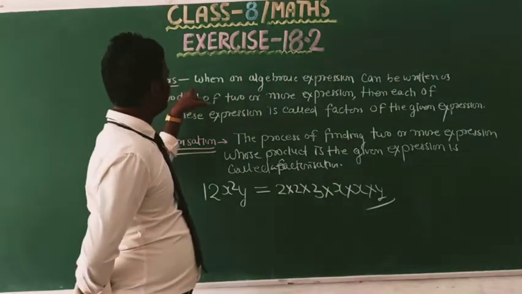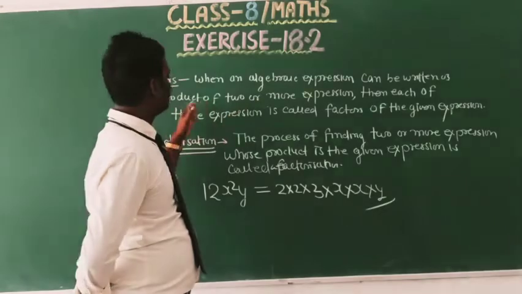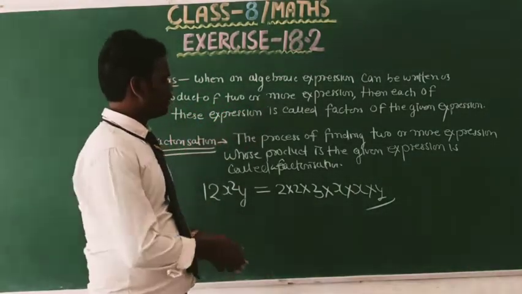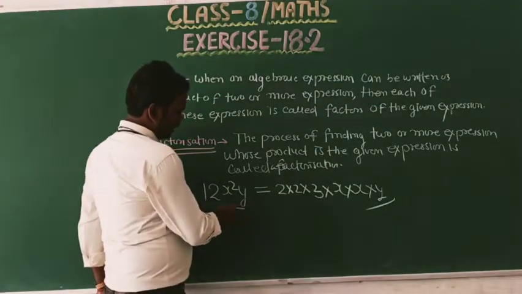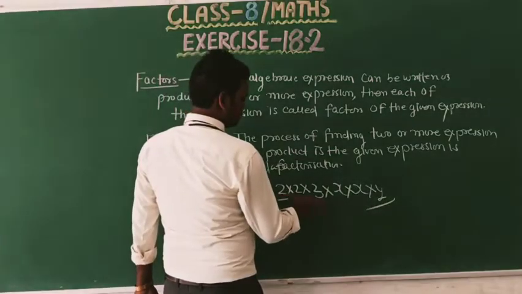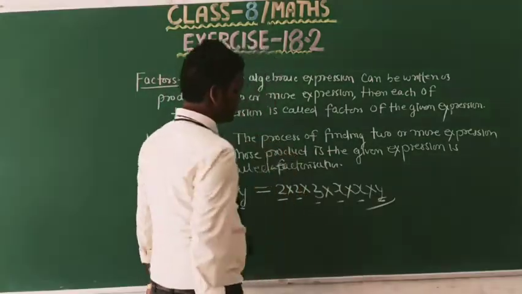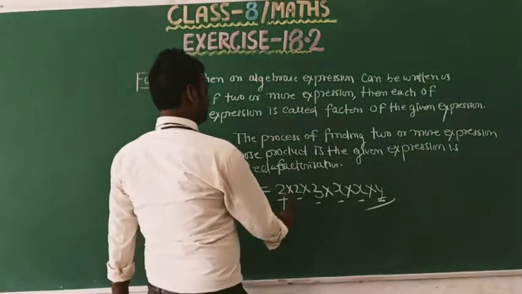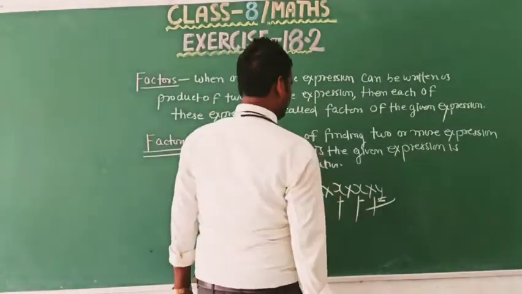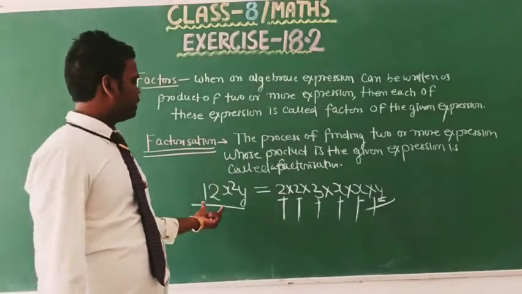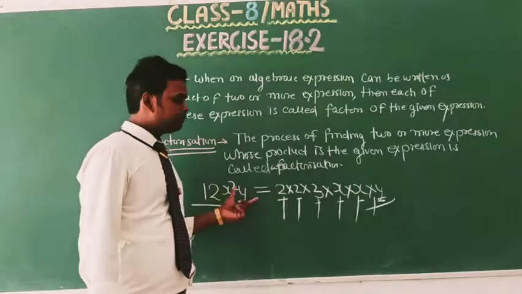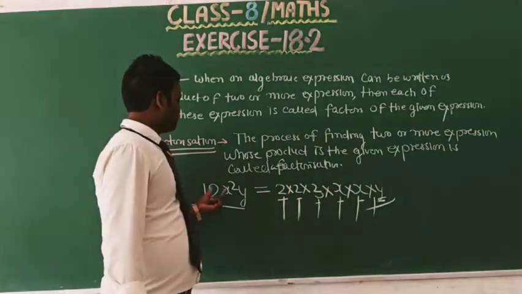The definition of factors: when an algebraic expression can be written as a product of two or more expressions, then each of these expressions is called a factor. Okay, so this is an expression which can be written as the product of two or more expressions. Then each expression, okay, means 2, each expression is called a factor of the given expression. Means we can say 2 is a factor of 12x square y and x is a factor of 12x square y.